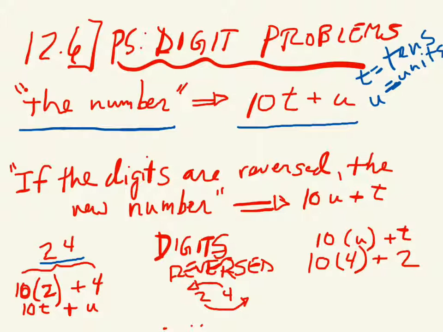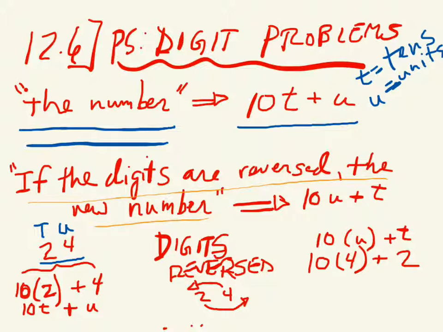2 is the tens digit right here. 4 is the units digit, right? So whenever they say the number, that means, hey, 10 times the tens digit, 10 times 2 is 20, plus the units digit, 4 is 24. If the digits are reversed, the new number, you want to write it as 10u plus t.